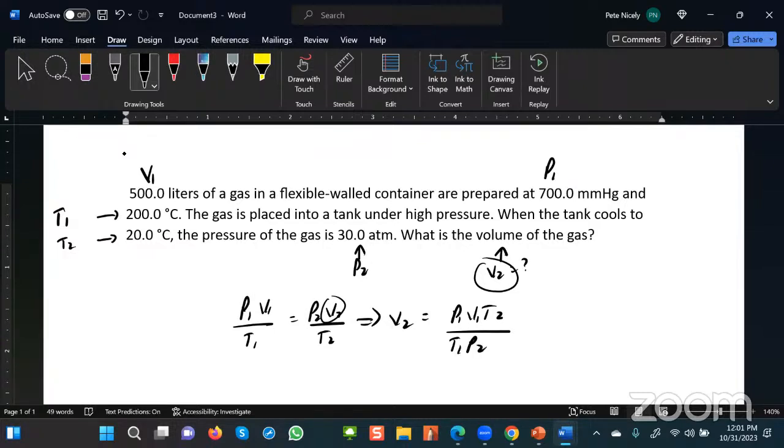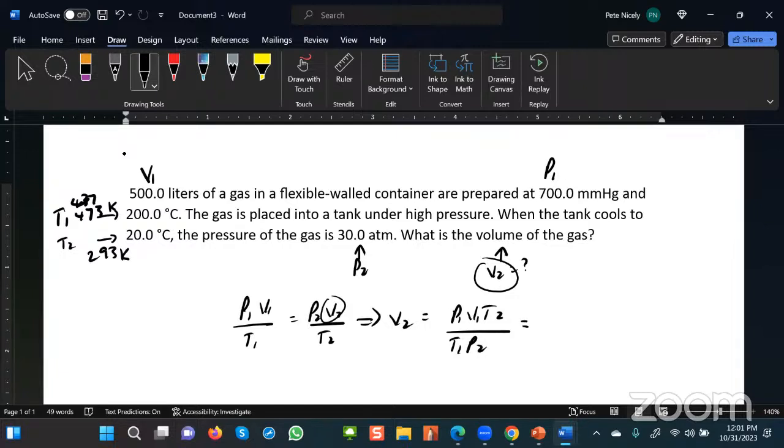Now we need to convert the temperatures to Kelvin. So the 200 degrees here would be equal to 473 Kelvin. And for the 20 degrees here, when you add 273 to that, that becomes 293 Kelvin, all right?